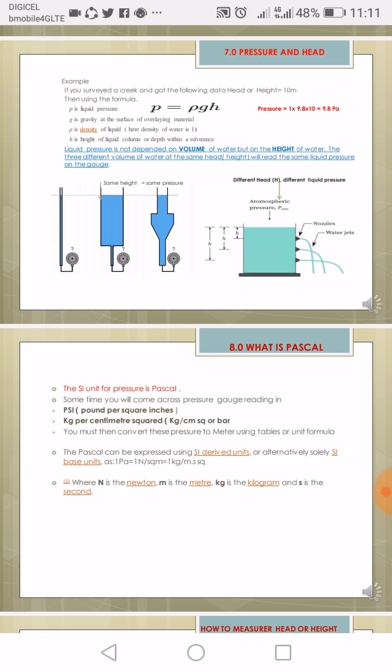You can confirm this through the experiment on this side, where you can see different heads giving different liquid pressure. The water comes out of the triple hole on the side here, and you can see the one underneath goes out straight and far. That is the effect of the different head.